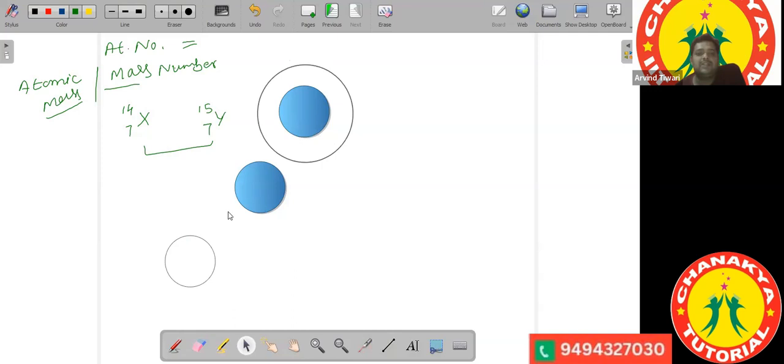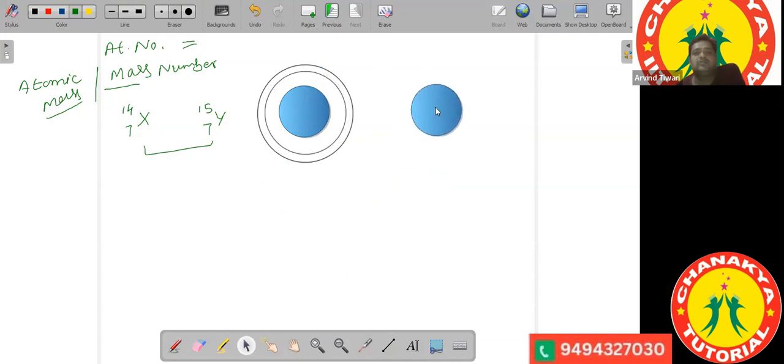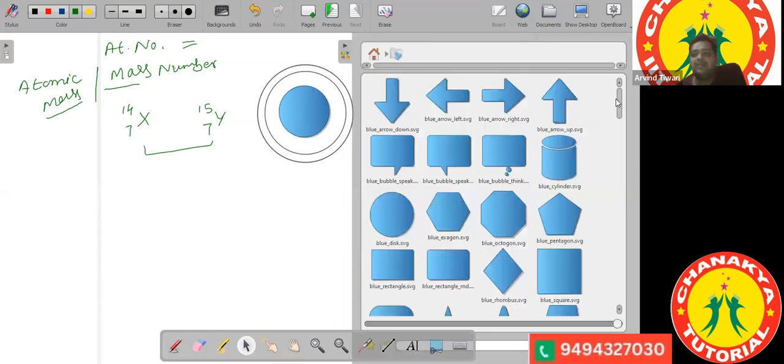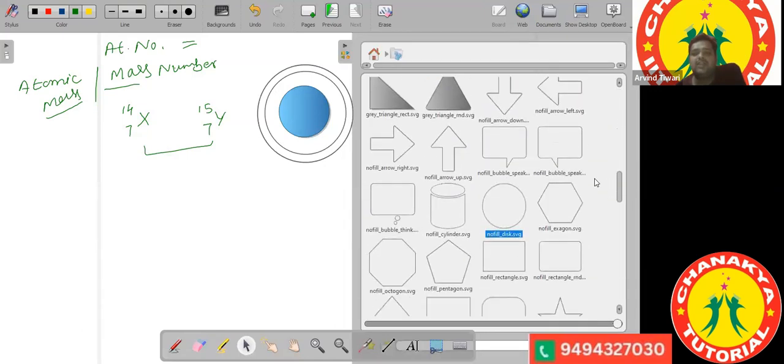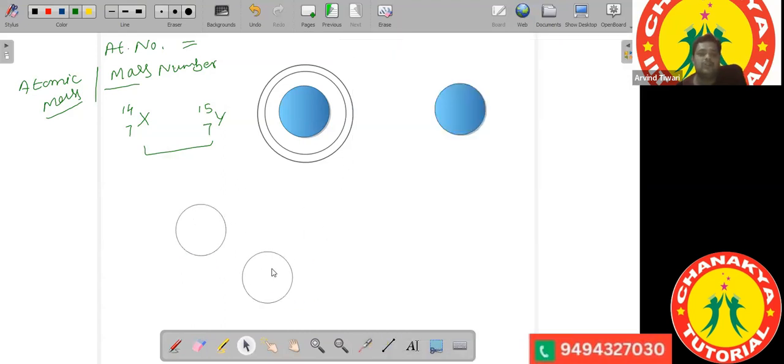Suppose this is one of the shells. In a similar way, both of them have shells. So these are the two sets of species X and Y. What is the difference between them? They have a difference in the number of neutrons.